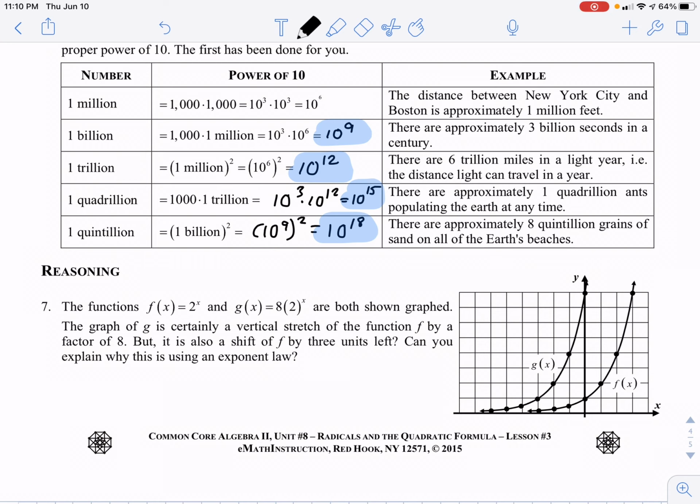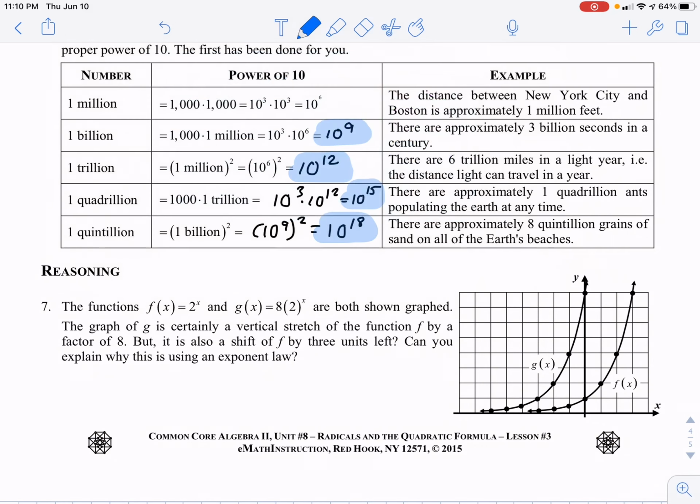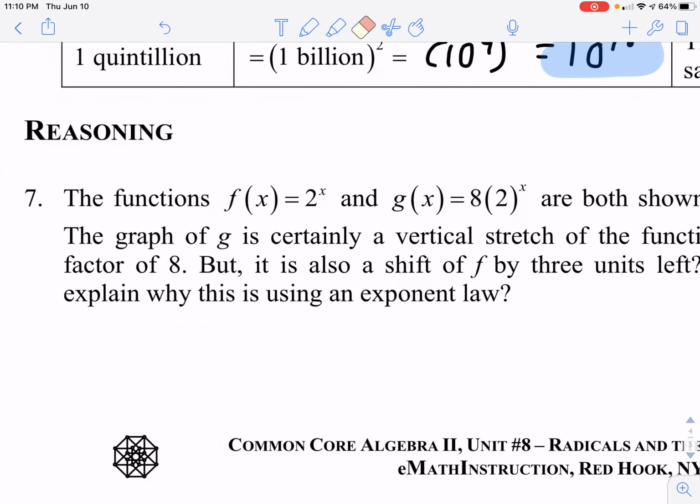Can you explain why using an exponent law? In other words, look at these points, ladies and gentlemen. This data point is just shifted over 3 units to the left, as is this one, as is this one, as is this one, as is this one. In other words, this entire graph is really just shifted 3 units to the left. Now, let's explain this using exponent properties.